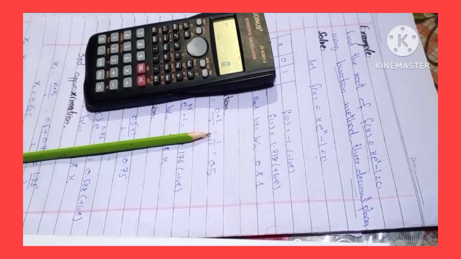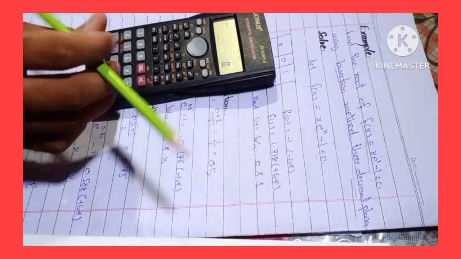Today is my second lecture of numerical analysis. In the first lecture, we discussed the bisection method, its geometrical interpretation, and one example of an algebraic equation. In the second lecture, we will discuss other examples, exponential and logarithm, to find their approximate value using the bisection method. Let's start the lecture.